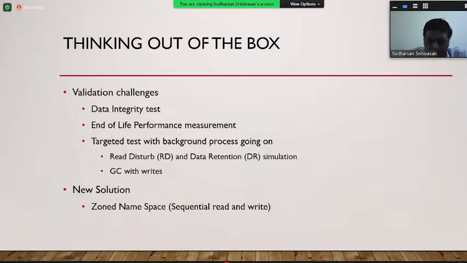So data integrity. What is data integrity? Data integrity is nothing but what I write is what is actually written. How do you validate that I have written some data and that is what is always written, and that all these background processes, or the signal loss due to data retention, read disturb or frequent writes, are not changing the data that I've written?